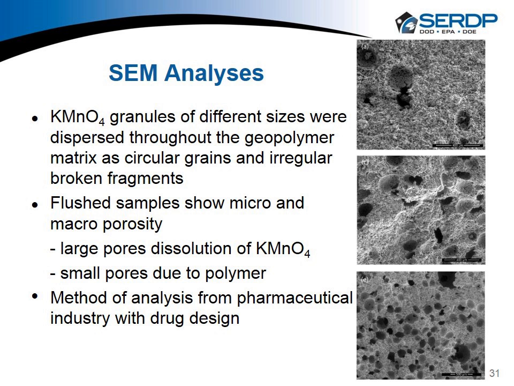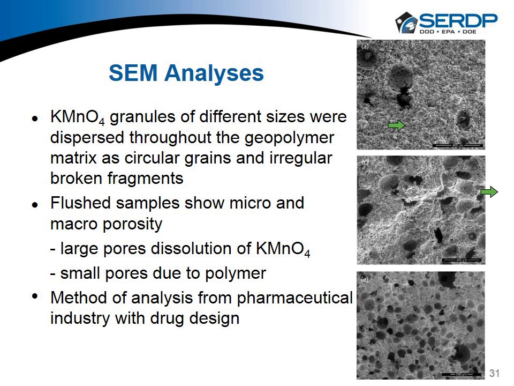So here you see some scanning electron microscope pictures from the geopolymers after they have been flushed by water, and you see the potassium permanganate depletion created some secondary porosity in addition to the original porosity inherent to the geopolymer itself. So flushing samples created these large pores due to the dissolution of potassium permanganate, and the smaller pores, which may not be clear here, are due to the structure of the geopolymer.